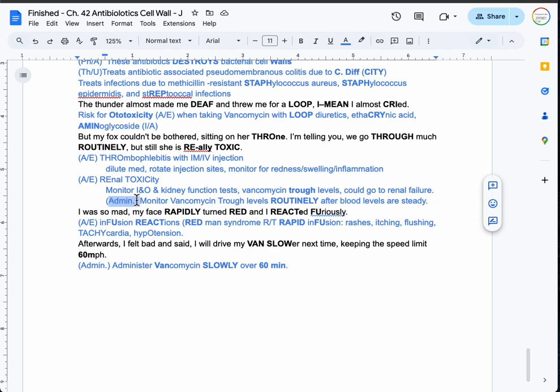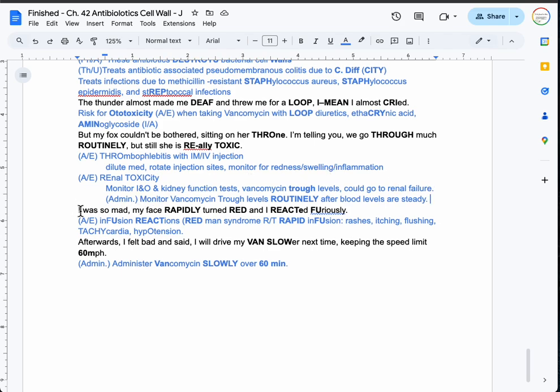So the administration point is to monitor vancomycin trough levels routinely. That's why I'm telling you, we go through much routinely, representing trough, because they sound alike. You want to monitor your vancomycin levels routinely after blood levels are steady.